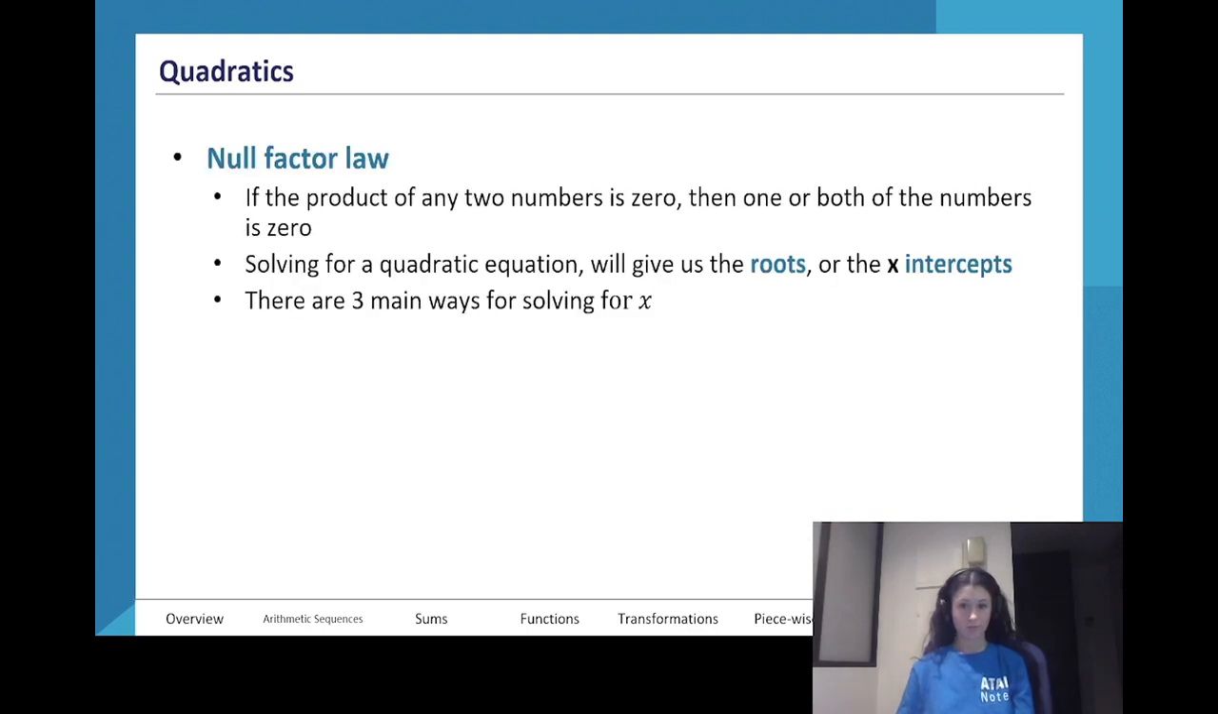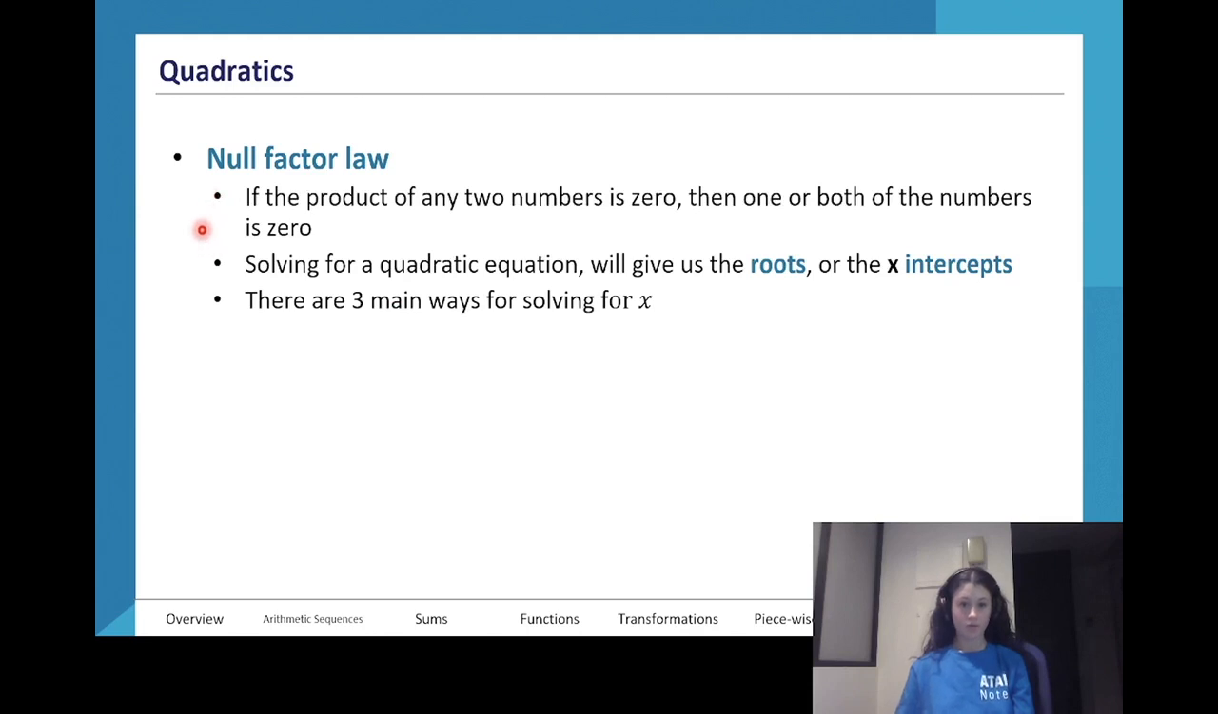So the first thing that you need to recall from year 10, hopefully when you learned it, is the null factor theorem. So the null factor theorem states that if the product of any two numbers is 0, then one or both of the numbers is 0.